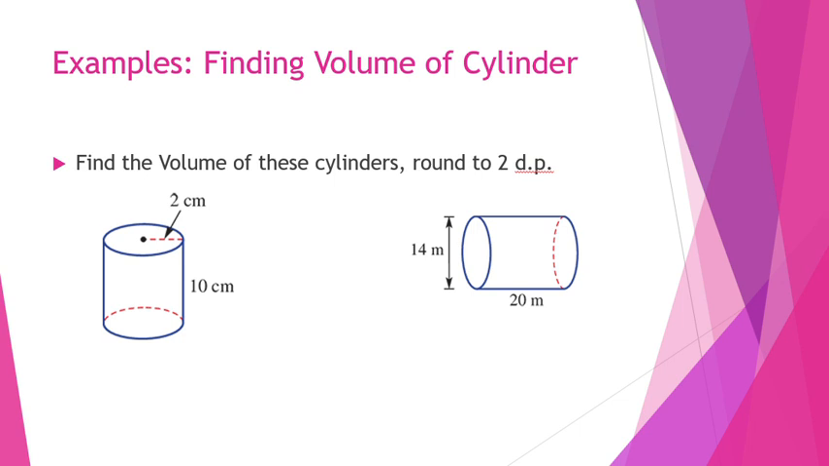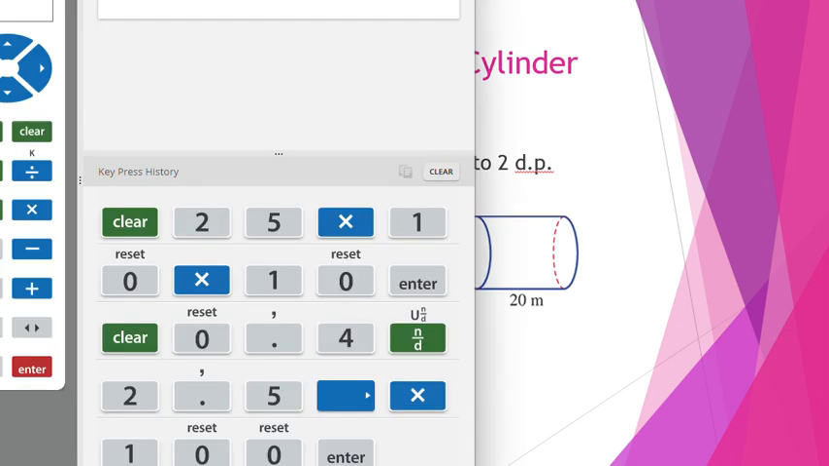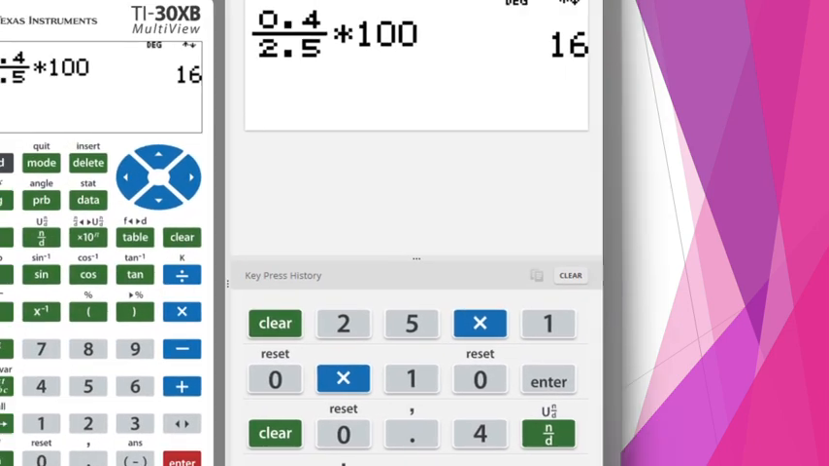Now I'll go through this really quickly. I'm given this cylinder here. It's got 2 centimeters and 10 centimeters. I can easily deduce that the 2 centimeters is the radius, based on the distance from the center to the edge, and the 10 centimeters is the height. So if I substitute these values into V equals pi r squared h, it's pi times 2 squared times 10.